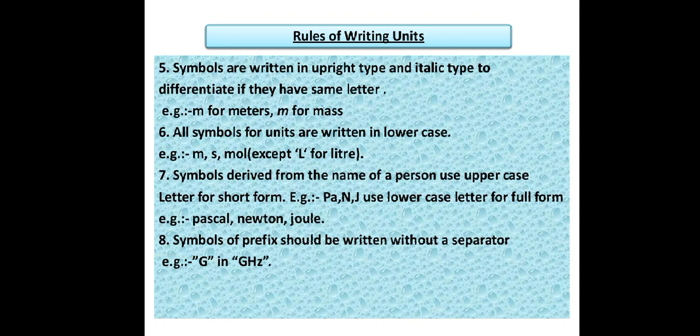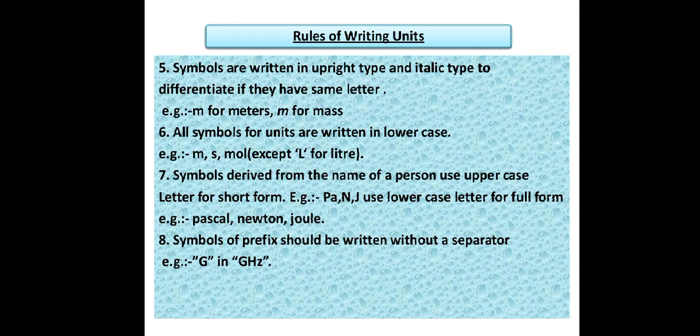Next one is symbols are written in upright type, and italic type is used to differentiate if they have the same letter. The first example is m for meter, and for mass also we write m. Coming to the next one, all symbols for units are written in lowercase. For meter, it is m. For second, it is s. For mole, it is mol. The exceptional case is for liter, instead of writing small l, we use capital L.